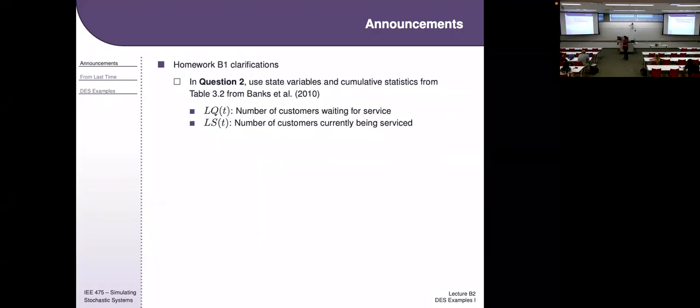In question 2, you use the state variables as defined around Table 3.2 in the textbook. Just to summarize that here, LQ is the number of customers waiting for service, the number of customers in the queue at the time. LS, and we'll actually see an example of this today, is the number of customers currently being serviced, so they're the ones actually in the server. I'll hint here, LS is only ever going to be 0 or 1 for the homework example because there's only one server. Only one customer can be served at a time.